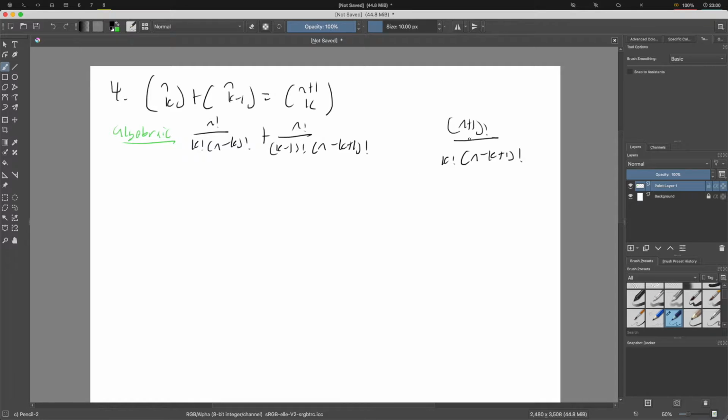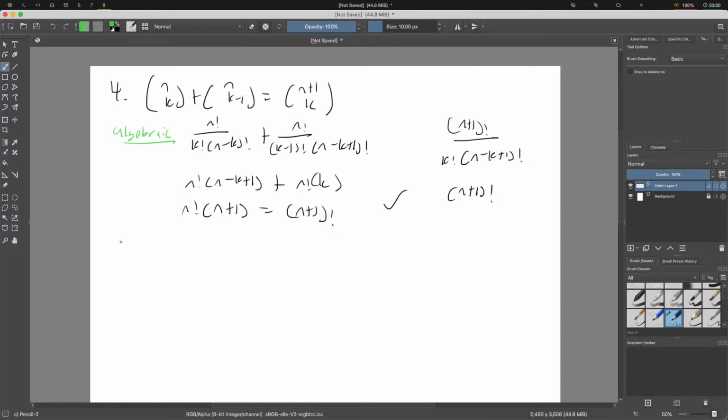So what we're going to do is multiply both sides by this denominator here. For this term, the k factorials will cancel, but this will add one more term. So we'll get n factorial times n minus k plus 1, plus, similarly, this will cancel, but this will add a k term, n factorial times k, and then this will just become n plus 1 factorial. From here, we can factor out the n factorial. So this will be n minus k plus 1 plus k, which is just n plus 1 factorial. So these two are the same.